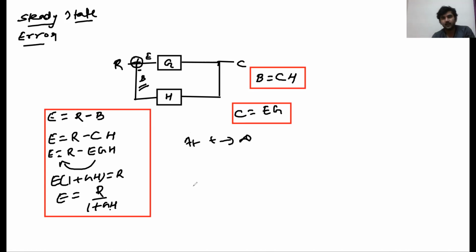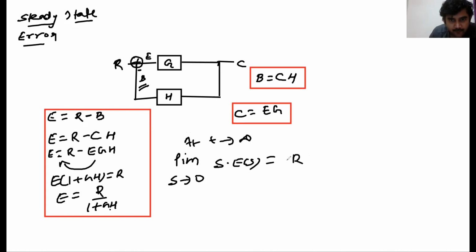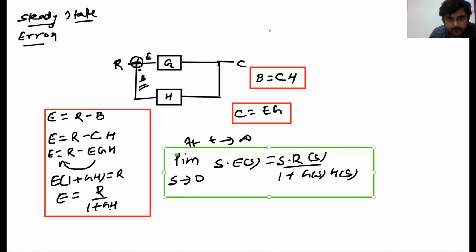So we use the Laplace final value theorem here. Limit s tends to 0, s into E(s) is equal to R(s) by 1 plus G(s)H(s). This will give your error. Fine, so this will give you the error.